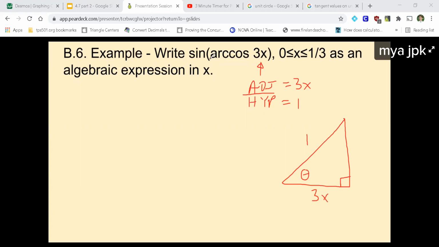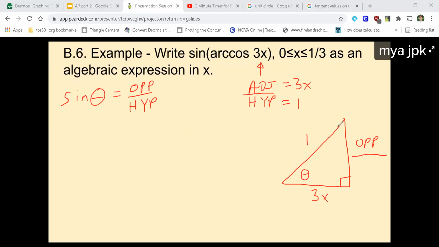So the sine of the arc cosine of 3x, if I take the arc cosine of 3x, I'm going to get this angle here. And then when I take the sine of that angle, I'm going to get opposite over hypotenuse. And again, I already know what the hypotenuse is, but I need to find the opposite side. And so to do that, I will use the Pythagorean theorem.